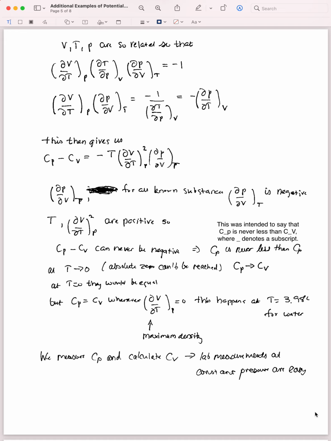And the basic point, though, is dp by dv at constant T is a necessarily negative function. Temperature is going to be positive. The square of that other derivative is clearly going to be positive. So what that means is that Cp minus Cv can never be negative, and then we deduce a variety of results from it.